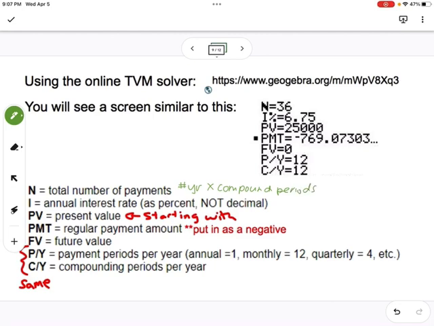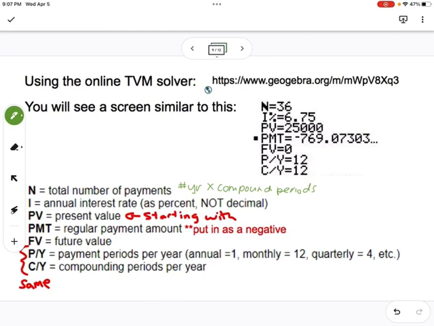Okay. Our interest rate, we're keeping this as a percent. We don't need to do anything with this number. So with our formula, normally we need to calculate I. This is just using the percent that we're given in the question. Okay, our present value is the amount we're starting with. All the questions that we've seen so far, we're starting with $0.